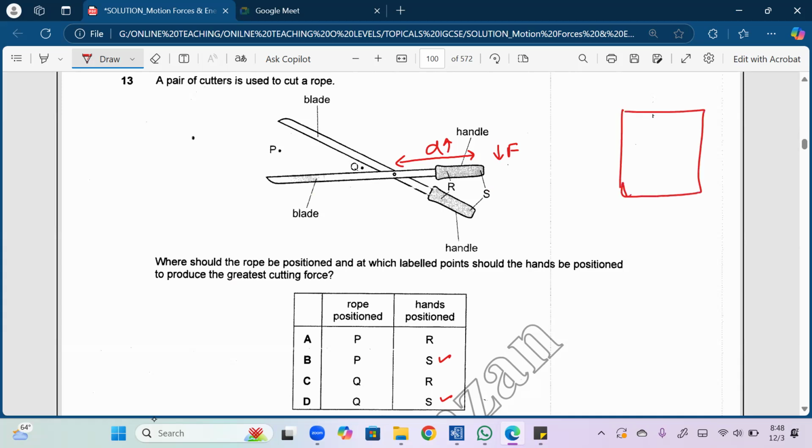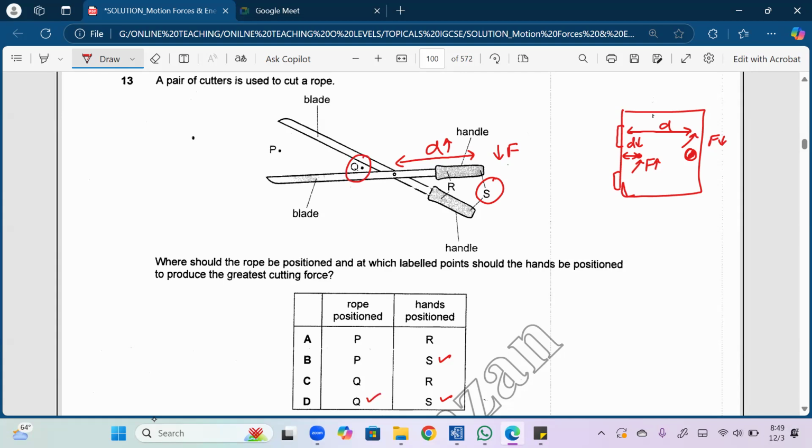As the situation, for example, if there is a door and we want to open it, so there is a doorknob here. Otherwise, if the doorknob would have been here, because the perpendicular distance is small, the force applied must be very large. Now, in this particular situation, if the doorknob is at a very large distance, the applied force should be very small. So it is easy. That's why we have chosen S. So hand position should be at S, and the rope should be placed at Q.